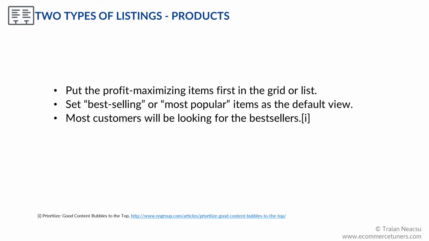Most sites have the best-selling or most popular items as the default view in the product list, which is good for usability because most customers will be looking for best sellers. However, that doesn't mean that you should not try to optimize profits by experimenting with your rankings algorithm that displays at the top the products most important to you.